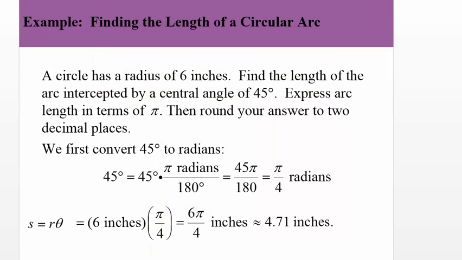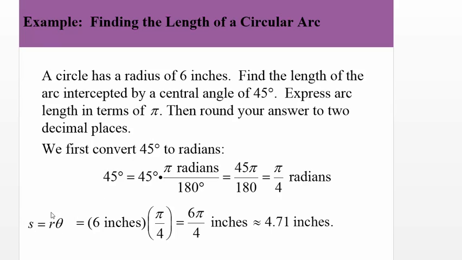All right, so it says finding the length of a circular arc. We'll do an example. It says a circle has a radius of 6 inches. Find the length of the arc intercepted by the central angle of 45 degrees. Express arc length in terms of pi, then round your answer to 2 decimal places.